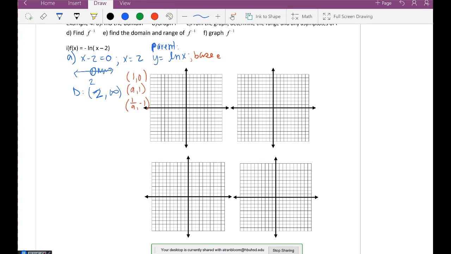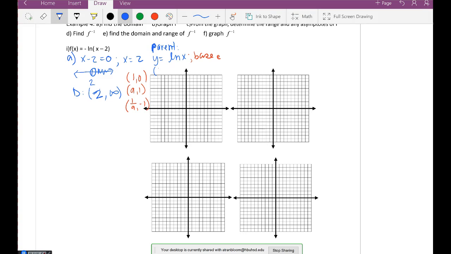All right, so our real 3 points for the parent are: first point is still 1, comma, 0. Second point, Sophia, what do you think it is? 2.71, comma. I'm going to keep it as what, guys? E. You're right. That's the approximation for e. And this is 1 over e, comma, negative 1.